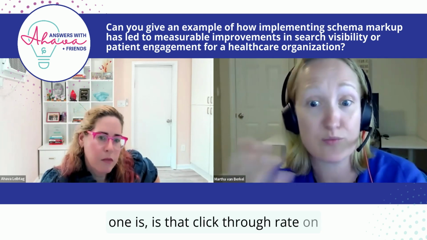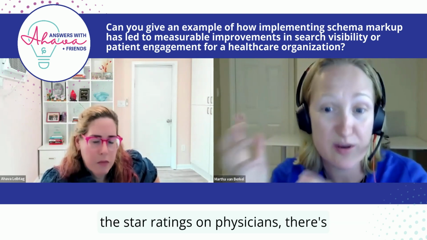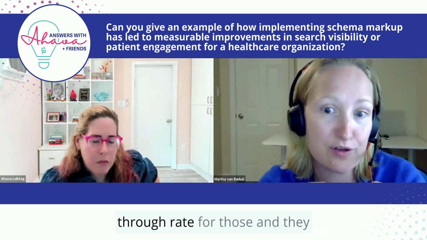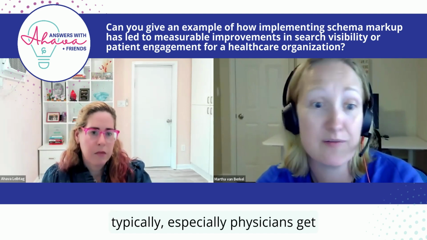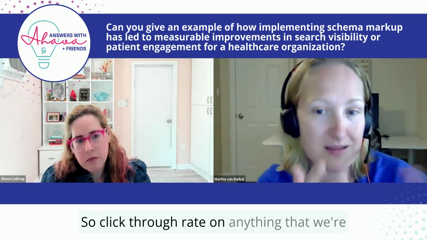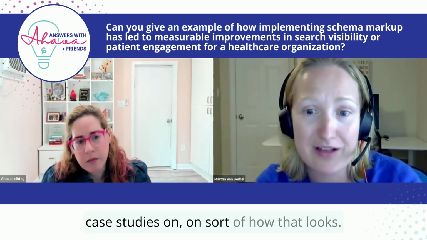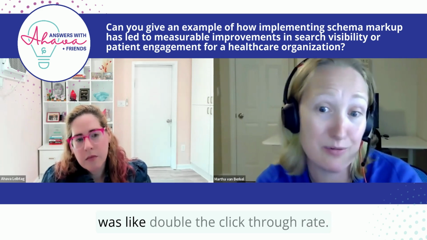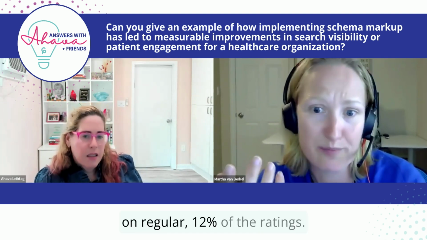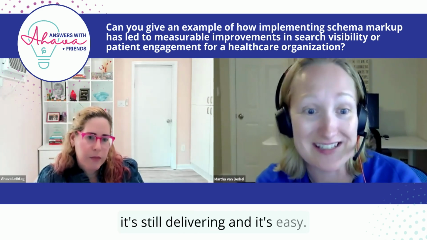One is the click-through rate on rich results. Very specifically, when you achieve the star ratings on physicians, there's job posting ones, there's ones for events. We very specifically look at the click-through rate for those. And they typically, especially physicians, get a significantly higher click-through rate when you achieve that result. So click-through rate on anything that we're achieving a rich result on is the primary measure. And we have lots of case studies on how that looks. But the numbers I saw last week were double the click-through rate. It makes sense. It's 6% on regular, 12% if the ratings are there. Absolutely. I love those because it's still delivering and it's easy. That's the easy part.